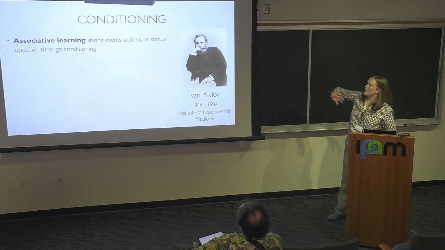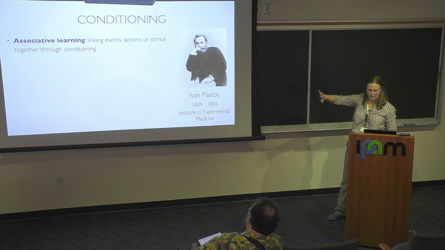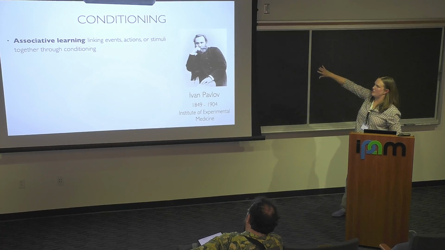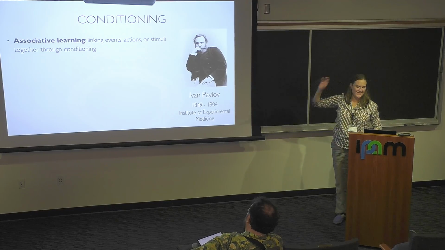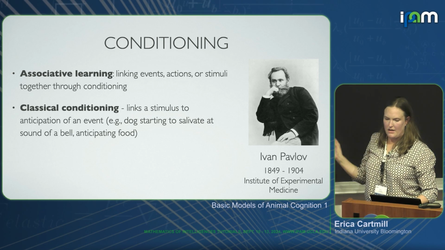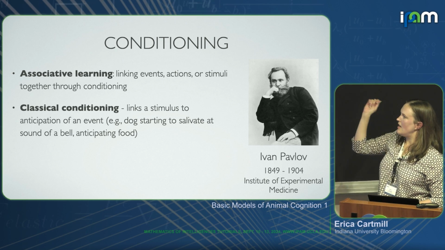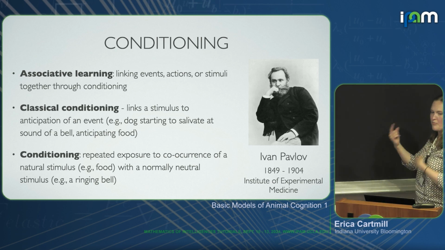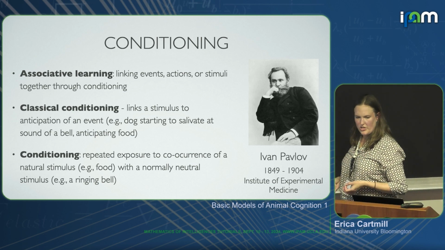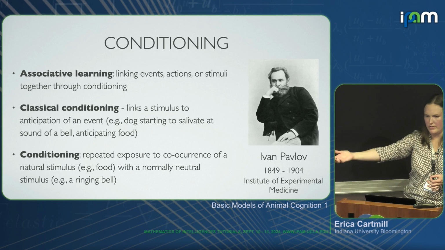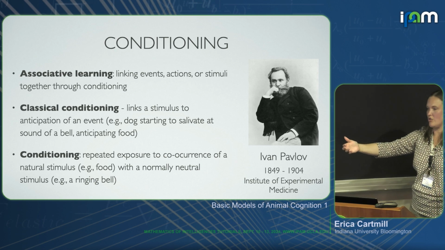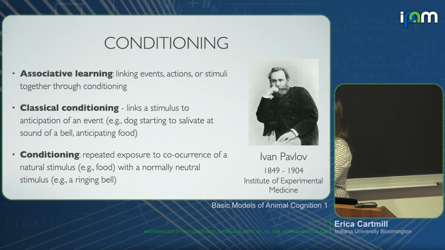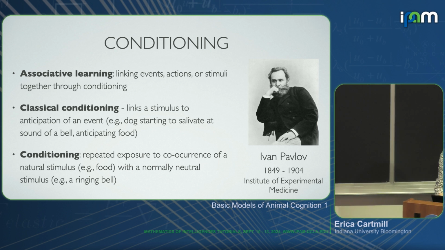And so I just want to throw out a couple of terms because I think that they are relevant and useful for our discussions later on. So this idea of conditioning is linked to associative learning, right? So you're linking events, actions, or stimuli together through the process of conditioning. Now, you have classical conditioning, which links a stimulus to an anticipation of an event, like the dog starting to salivate. And the process of conditioning is repeated exposure to the co-occurrence of a natural stimulus, like food, with a stimulus that is normally neutral, something like a ringing bell, right? And so then you're pairing those things together such that the bell becomes a stimulus that elicits this behavior.